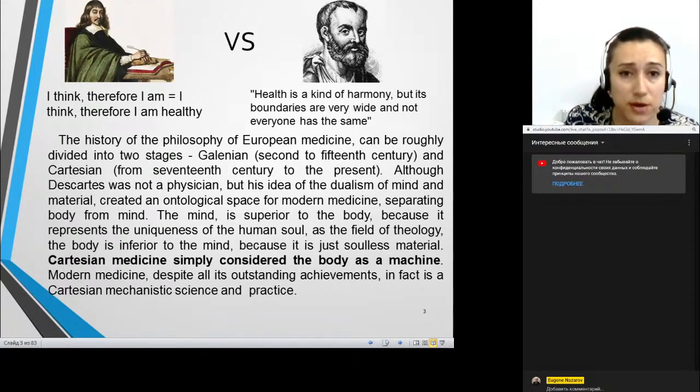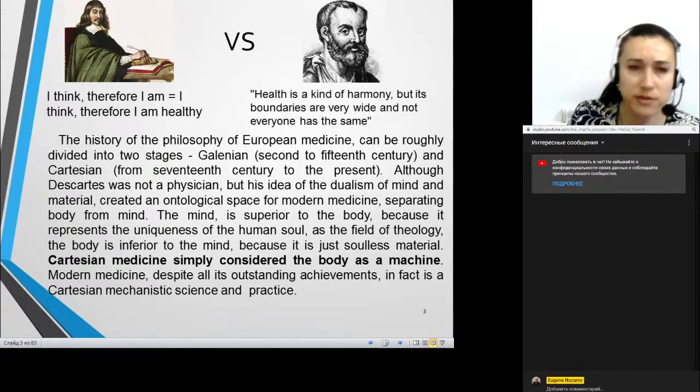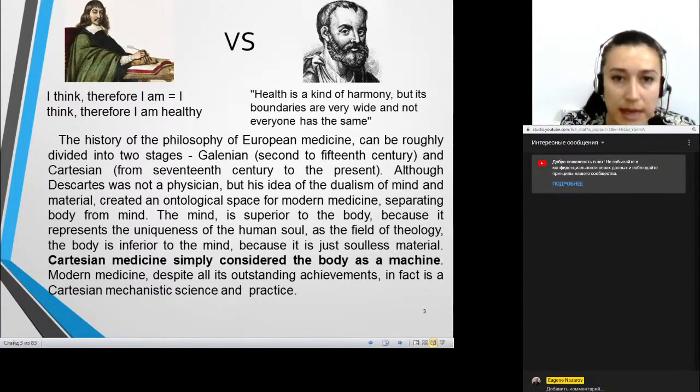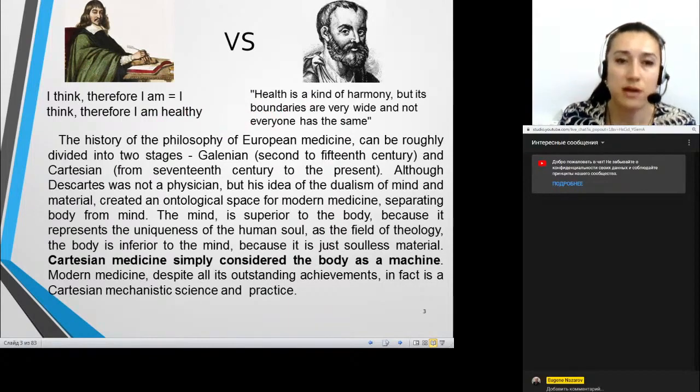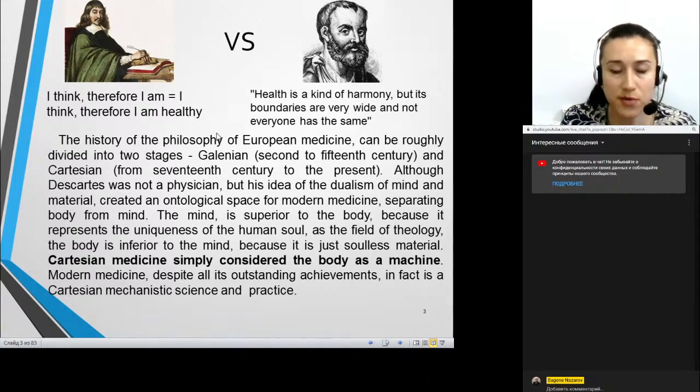The history of the philosophy of European medicine can be roughly divided into two stages: Galenian, 2nd to 15th century, and Cartesian, from the 17th century to the present. Although Descartes was not a physician, his idea of the dualism of mind and material created an ontological space for modern medicine, separating body from mind.